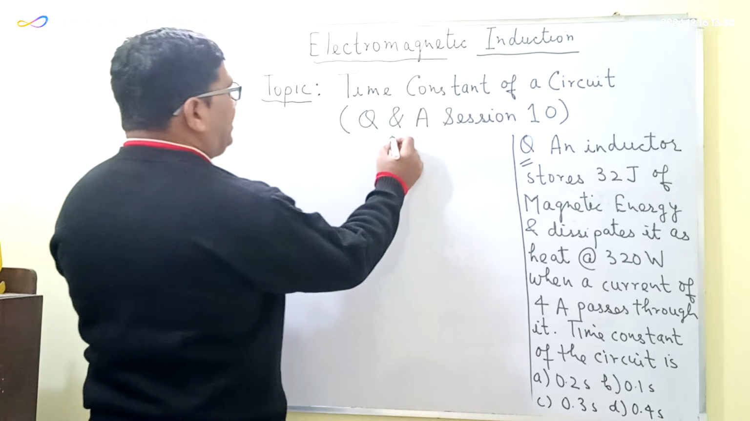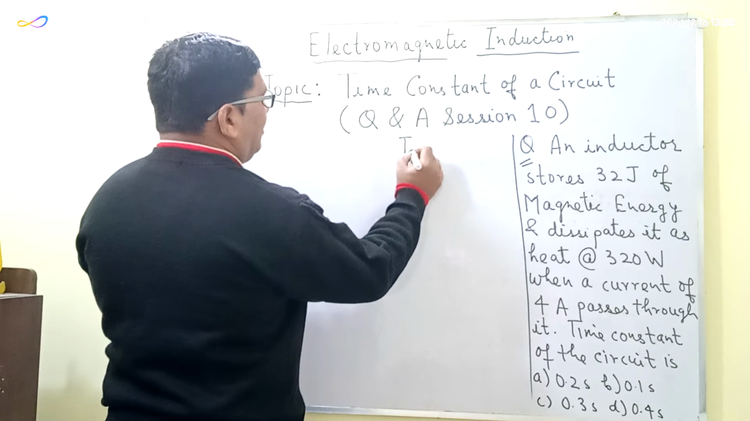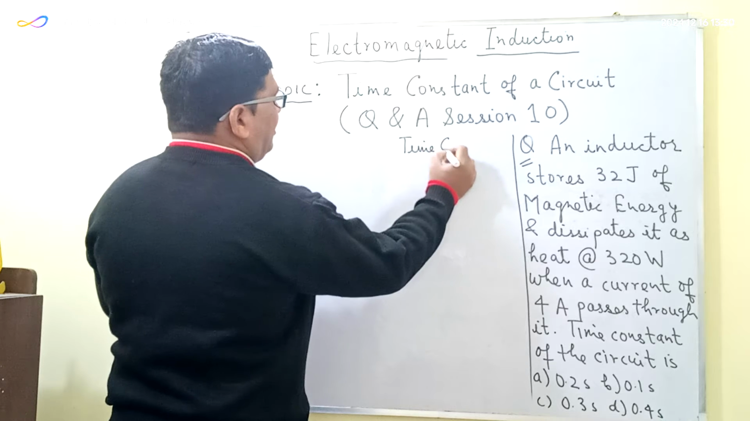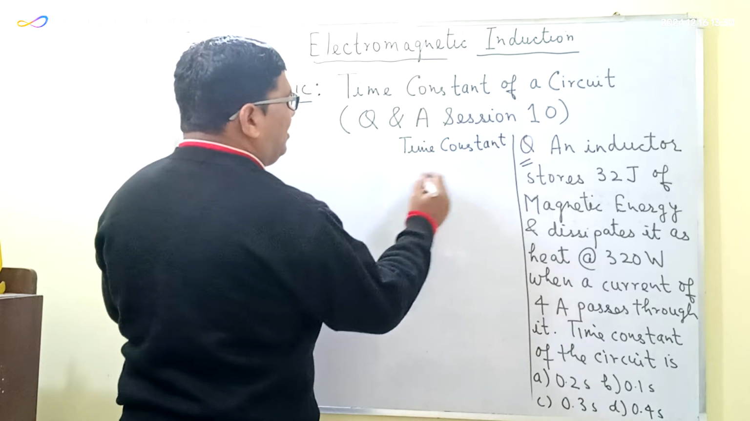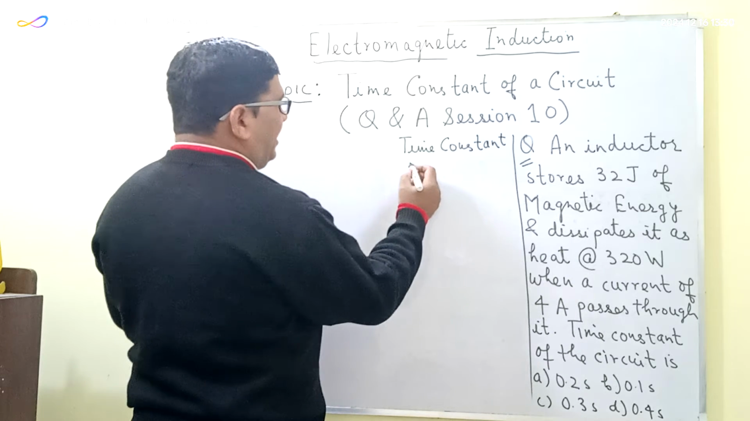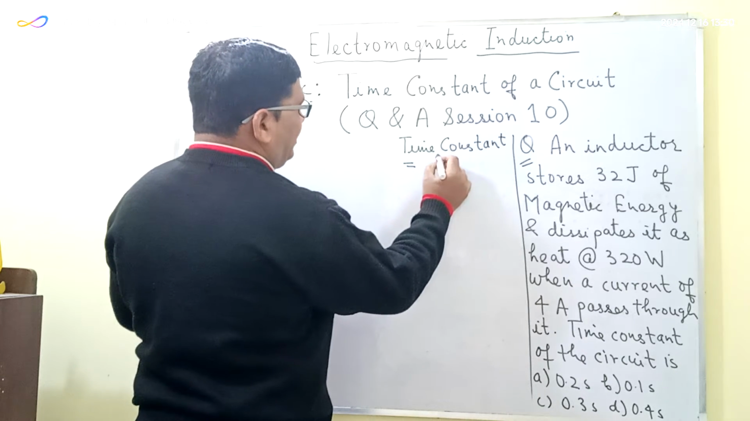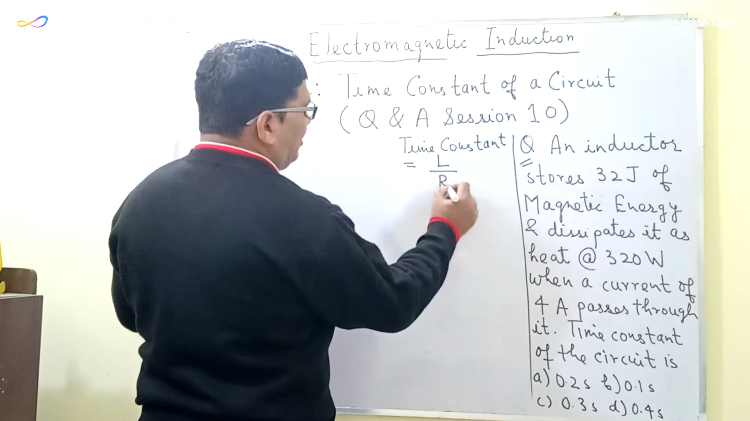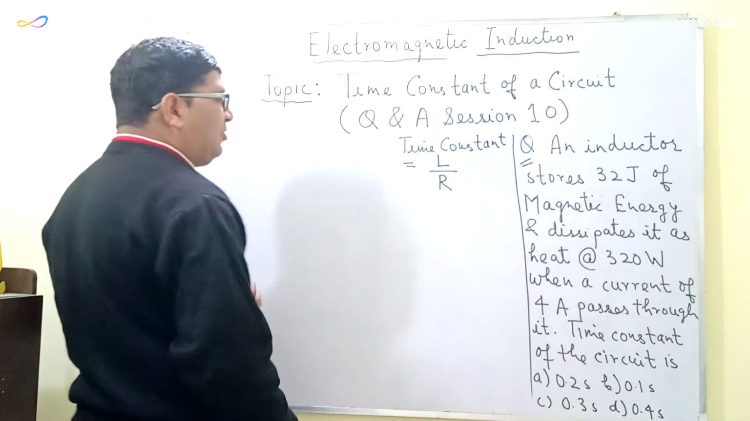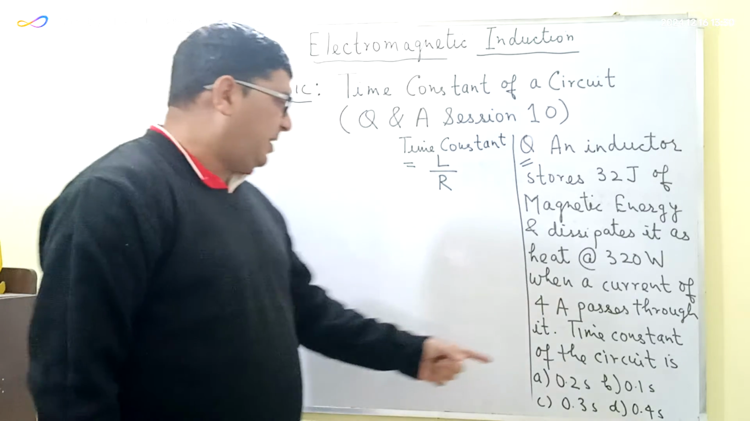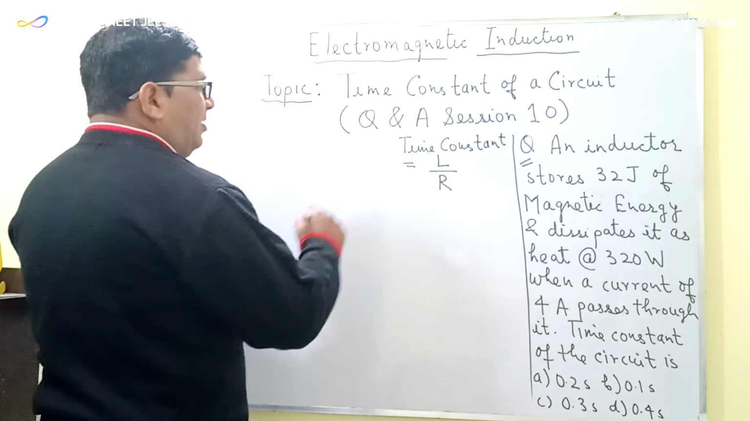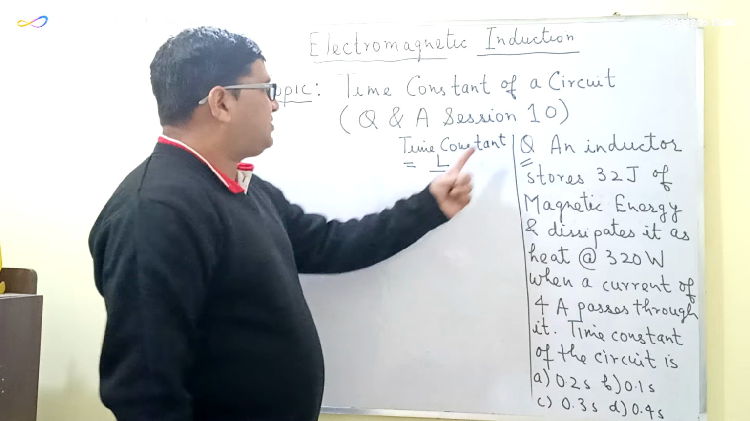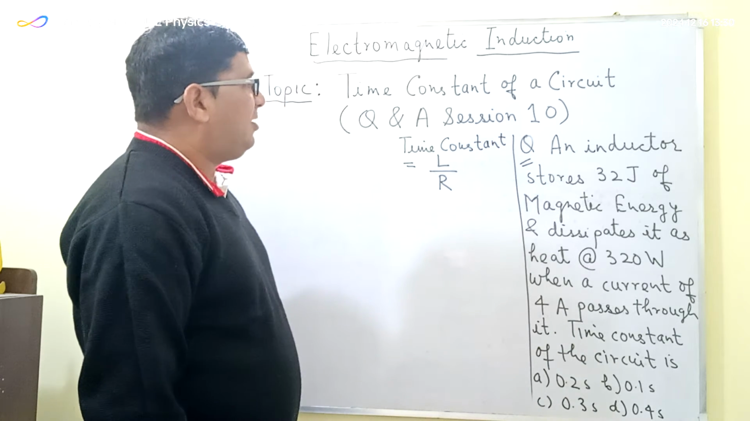Now the time constant is equal to L upon R, where L is the self inductance of the inductor and R is the resistance of it. That is, time constant is equal to L by R. So we have to basically find the value of L and R in order to find the value of time constant.